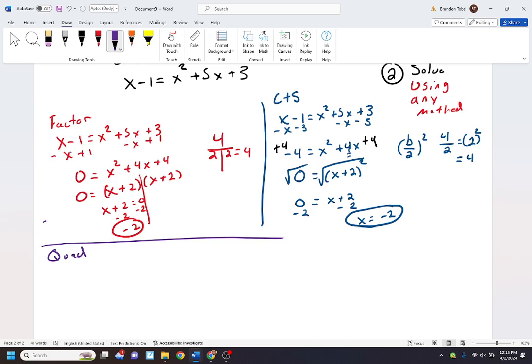Y equals x minus 1. X is negative 2. The last thing you could do is quadratic formula.